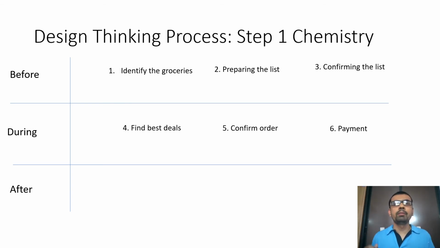Now after payment is done, everything is done, what is done after that? He'll track the status of delivery, and then at the end the product will be delivered. So this is the customer journey map, meaning customer Sam starting from identifying the groceries to the end delivery to his home. So this is the customer journey map.